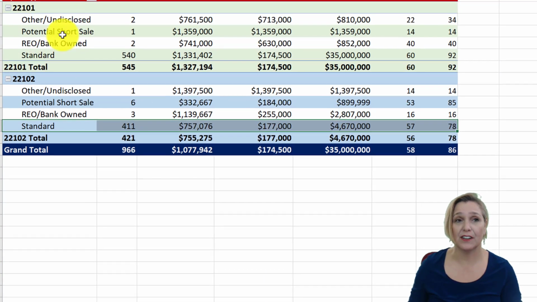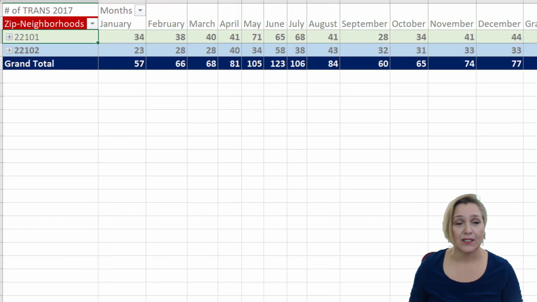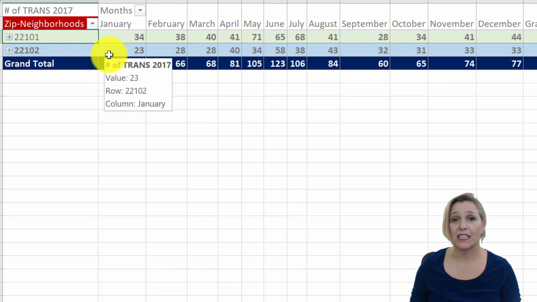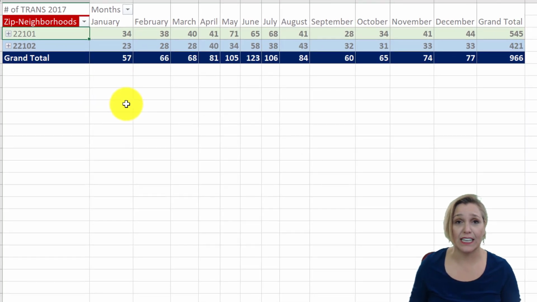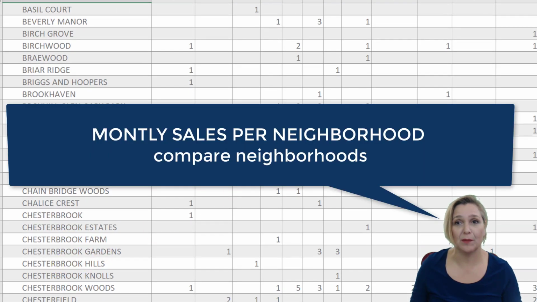All right. The next one I have is by transaction type. Some people are interested in finding out how many standard sales, how many foreclosures, how many short sales. So we've divided that up by 22101 and 22102. Then the next one we have is number of sales per month. That can give you a gauge on what is selling, and you can see there are sales throughout the year. If you wanted to break that down per zip code, we've broken it all the way down to neighborhood details. So you can quickly come here and see how many have sold in your neighborhood and in what months.